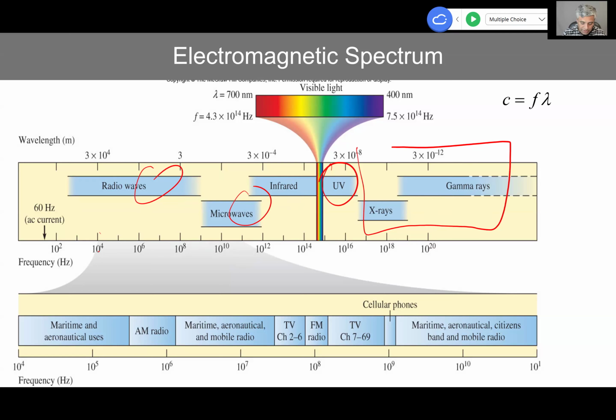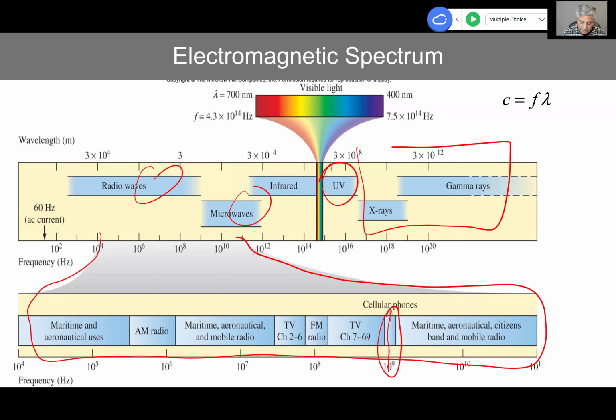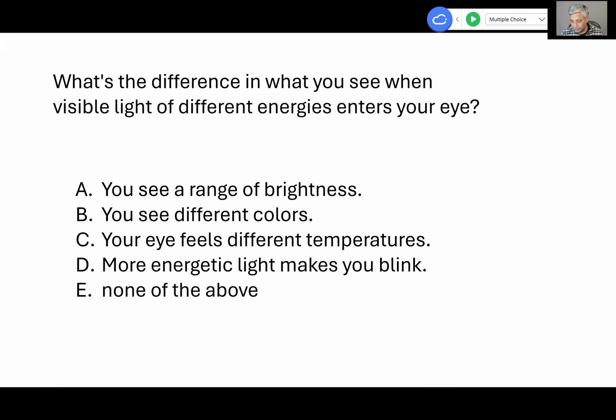I'm just noticing there are different parts of the wavelength that these different devices use. So the cellular phone uses the highest frequency, or the shortest wavelength, among them. So what do you think of this question then?